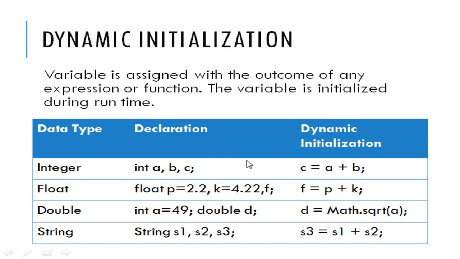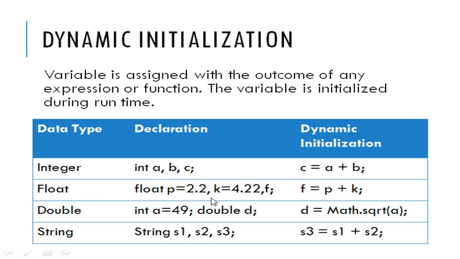Suppose you are going to do some changes in the variable during runtime, you call it dynamic initialization. You can see some examples. Say first is integer, you got three variables A, B, C. Maybe the initial value will be 0 for that. Then finally, after executing this statement, the C value is changed. So that means you call it dynamic initialization.